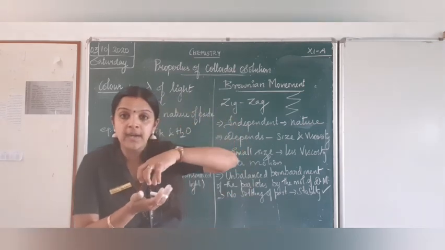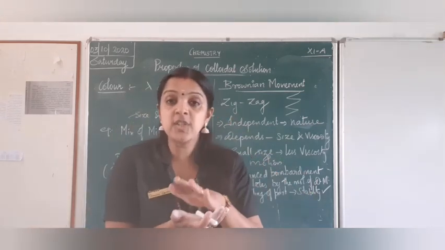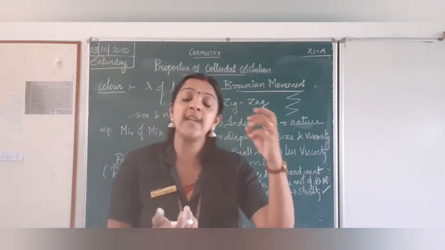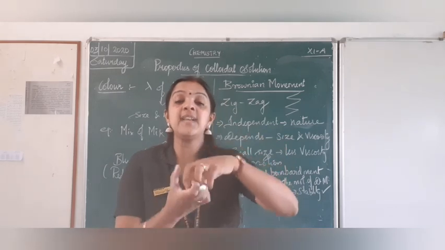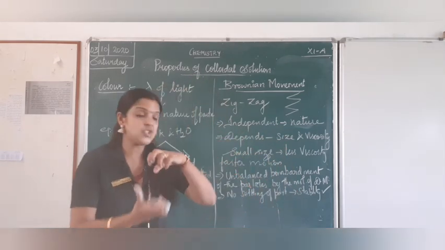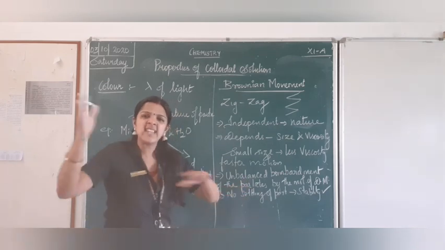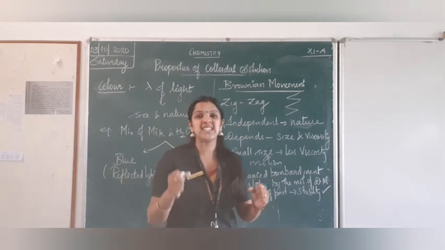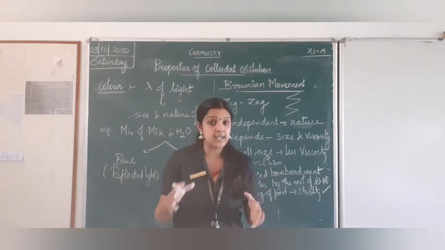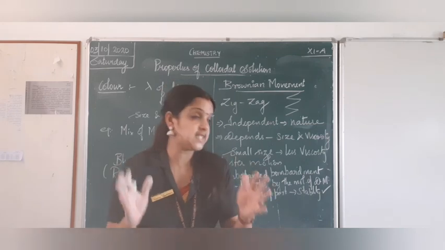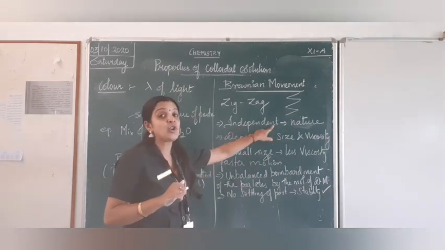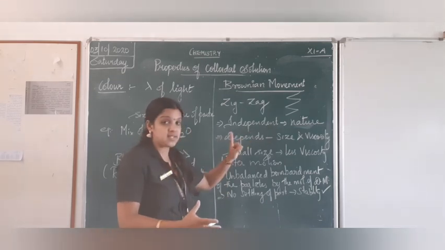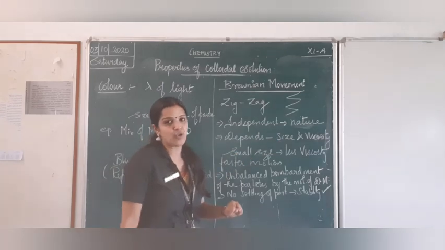Now I have my colloidal particles in a solvent. The dispersion medium is my solvent, which also has molecules. Now these molecules will interact with my colloidal particles and there will be bombardments, hitting each other. So there will be no settling, there will always be movement of the colloidal particles. That is responsible for the stability of the colloidal solution. That makes the colloidal solution more stable. Now it is independent of the nature, whatever may be the nature of my colloidal particles, no problem, but it depends on the size and viscosity.